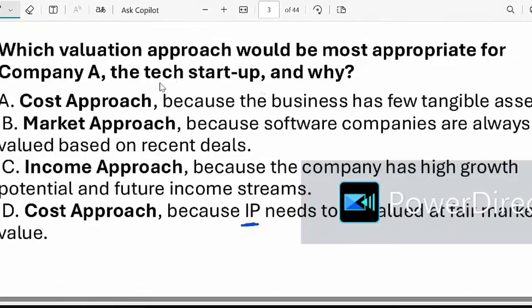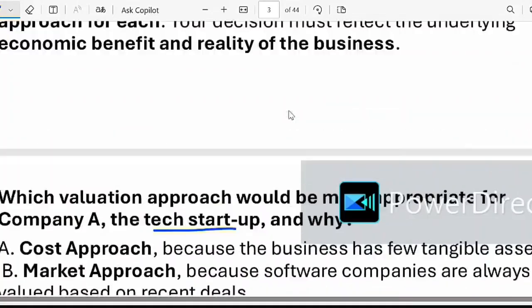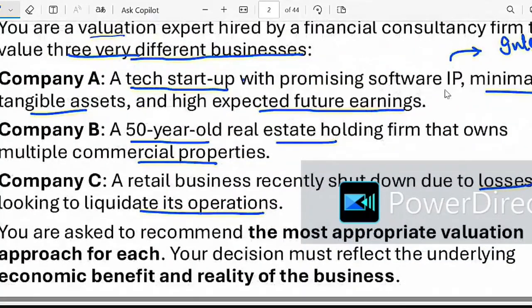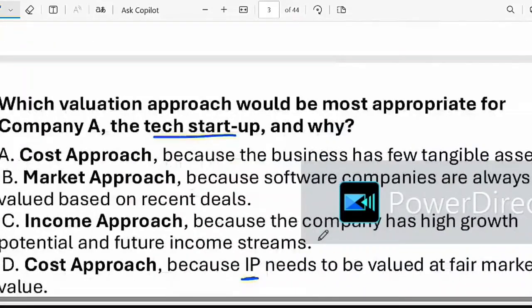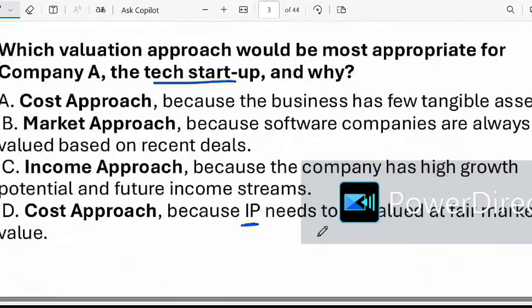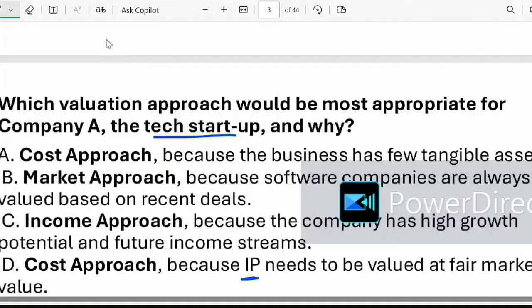So this particular tech startup does not own a building. It does not own machinery. What it has is a big potential to earn a lot of money in the future. You can see it is clearly written: take a startup with a promising software intellectual property. It does not have a big company or big machinery, but it has a big potential to earn a lot of money in the future. So instead of looking at what it owns today, we value it based on how much money it might make tomorrow. This is the key point.